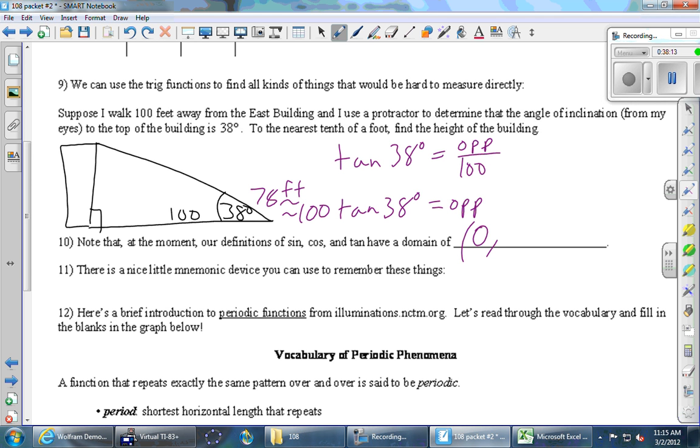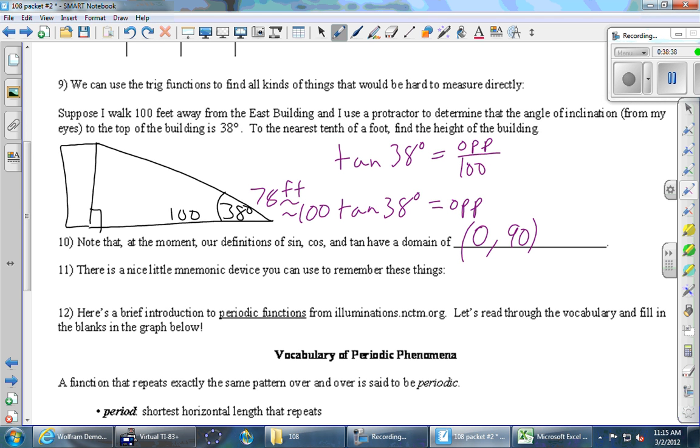And what's the biggest angle you can fit in a triangle? Normally you could fit like a 179 and change, right? But this is a right triangle. Our definitions only apply to right triangles. So what's the biggest other angle? It's less than 90, and you can't even fit a 90 in there. So at the moment, our trig functions are only defined between 0 and 90.